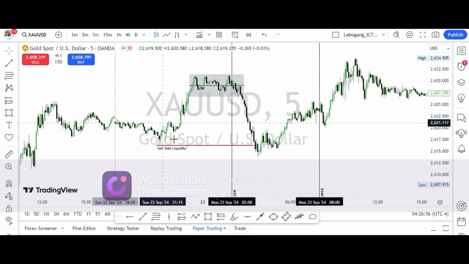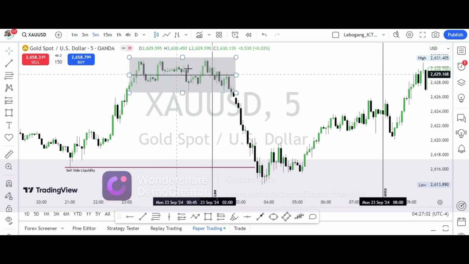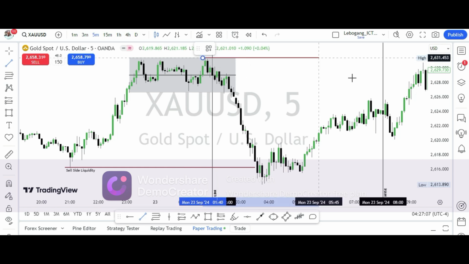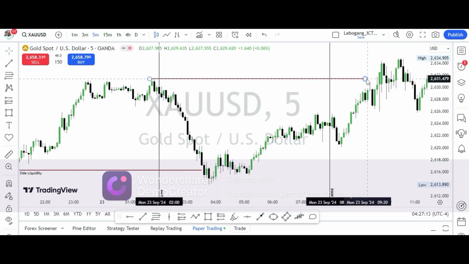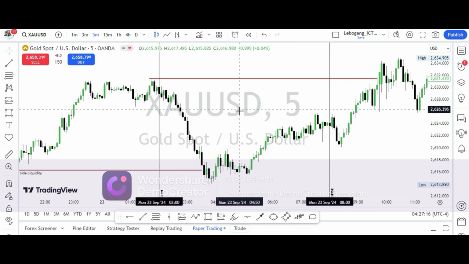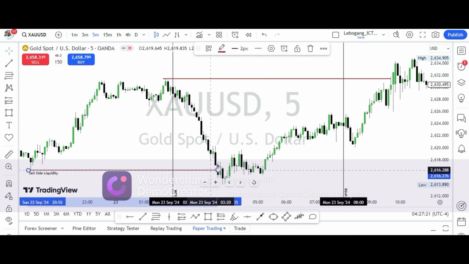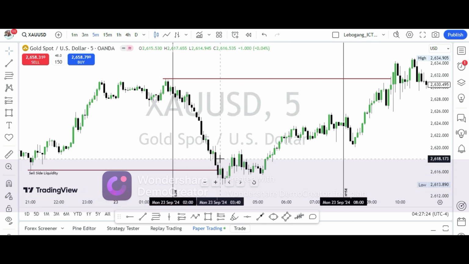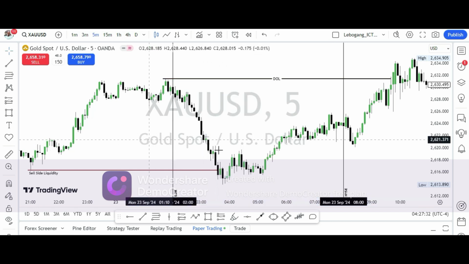So as we mark our low, remember this is London. Now we know that okay, price went up. Price gave us a high for the day. So throughout London, we are going to wait and see if price respects our bias. So here we can label it as a draw on liquidity. That's where we want price to go after we get our confluences.